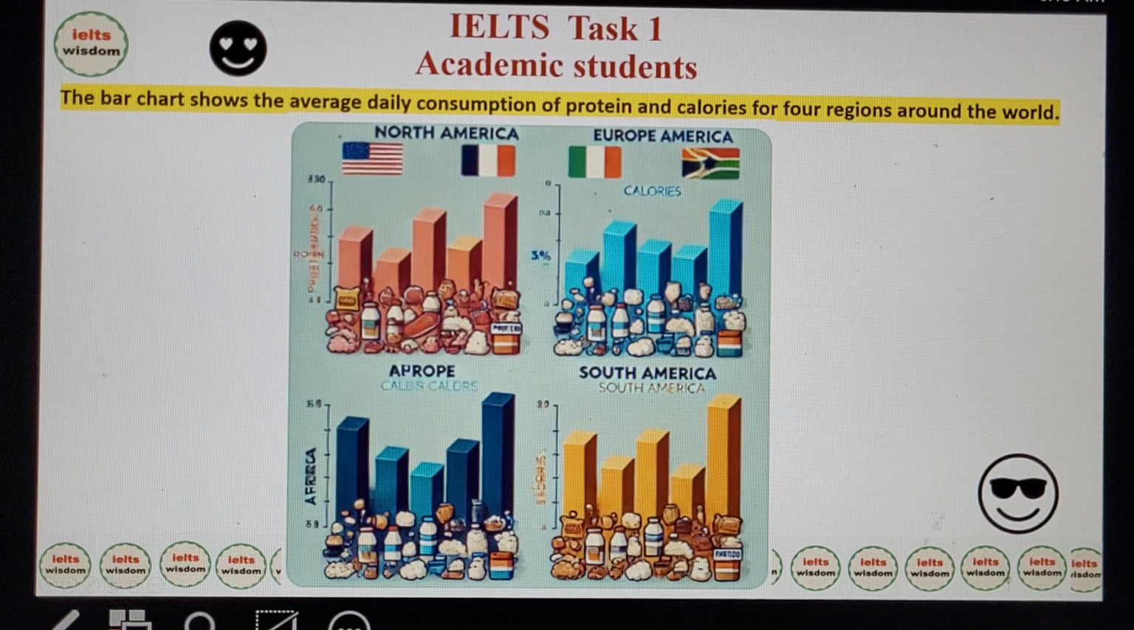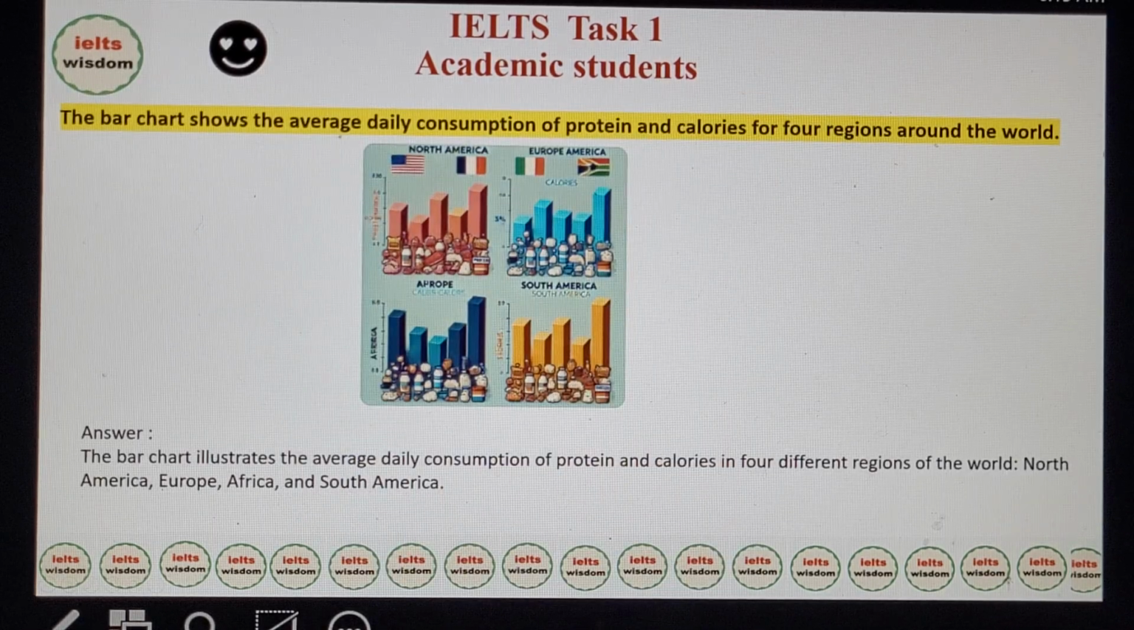You can spend at least 1 minute to see the picture clearly, to see what it shows, because if you see this one and this one, and then when you go here, you can see all the way up on there and all the way up on here. All right, so how can we explain now? So let's get started. Your answer should start with: the bar chart illustrates the average daily consumption of protein and calories in 4 different regions of the world, right?